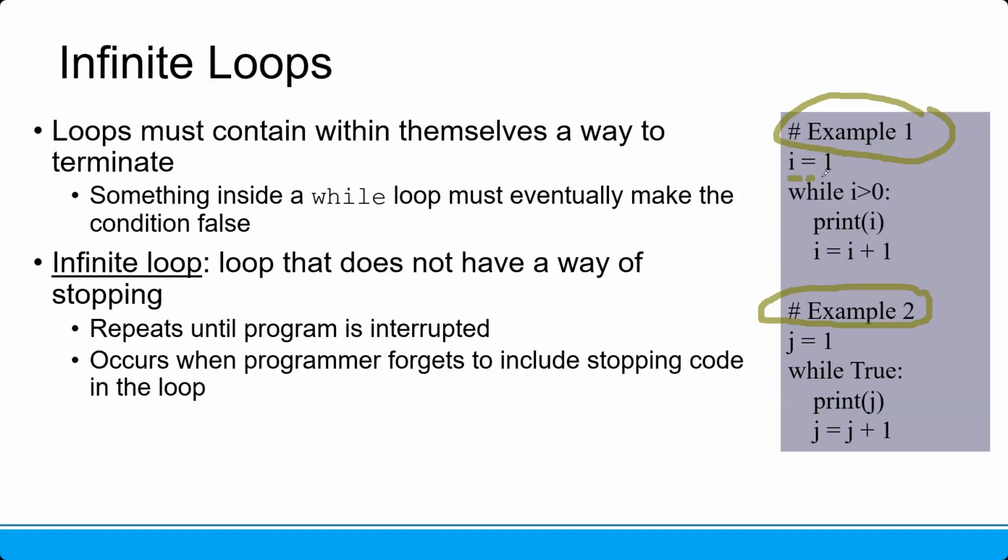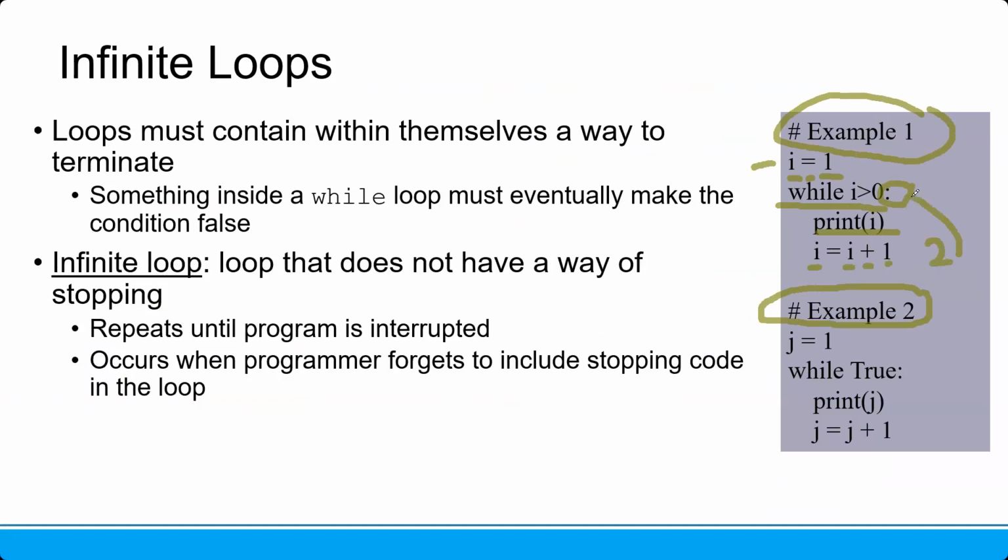I equals 1. While I is higher than 0, then print I. And then the new I will be the old I plus 1. So I can be added by 1, and so on, and so on. So if I start with 1, next I will be 2.